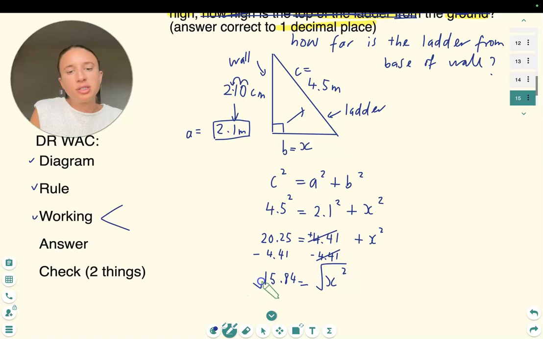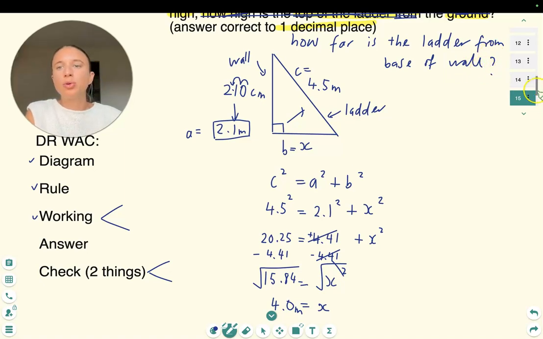But I've got x squared. I need to do the opposite. So square root both sides. Cancels that square root sign. Root 15.84. 3.98 if we were to do two decimal places. And remember, check two things at the end. Decimal places and the units. Oh, whoops, it says to one decimal place. So that's actually going to round up to 4.0. And the units, we plugged in meters, we should get out meters. Okay, so that's how far the ladder is from the base of the wall.